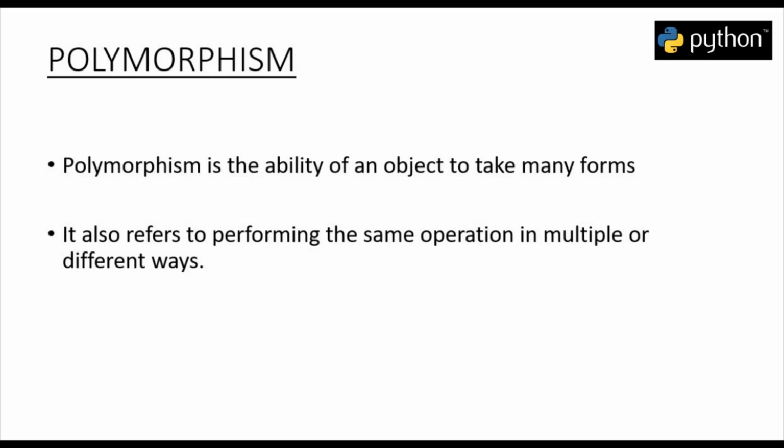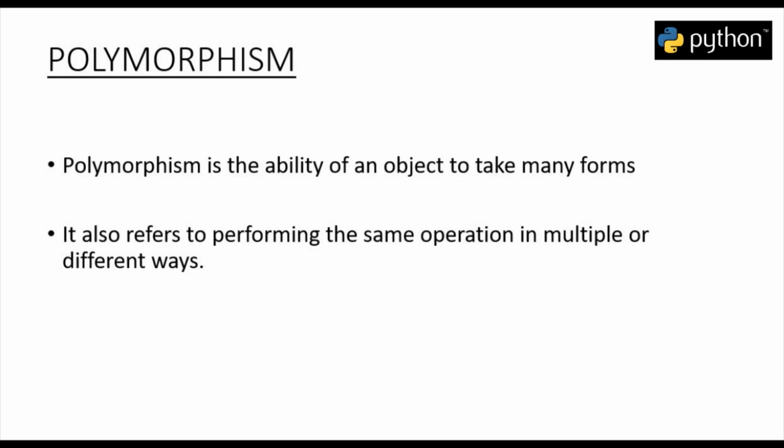Polymorphism is the ability of an object to take many forms. So for example, if we have a method which gives us some kind of output, but every time the output changes as we change the object we pass in it, then we say that it is an example of polymorphism. In other words, it also refers to performing the same operation in multiple or different ways.